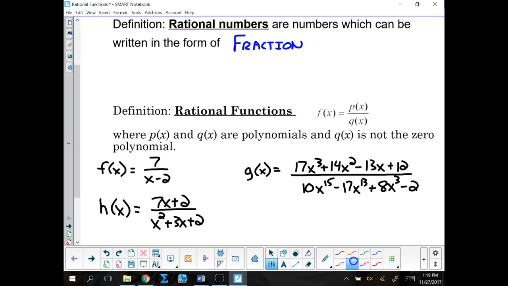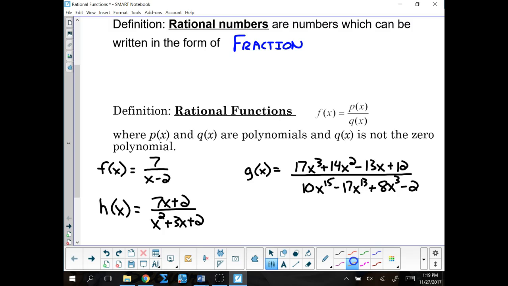You plug 0 in anywhere there's an x and the x goes away: gone, gone, gone, 12. Gone, gone, gone, negative 2. Look at both, top and bottom. Alright? So that's the kicker.